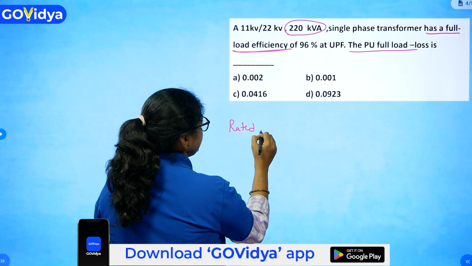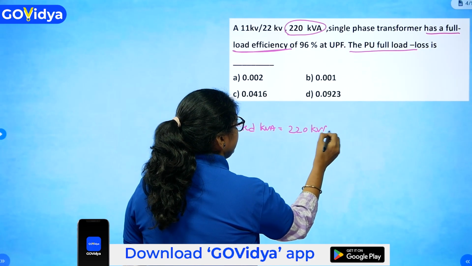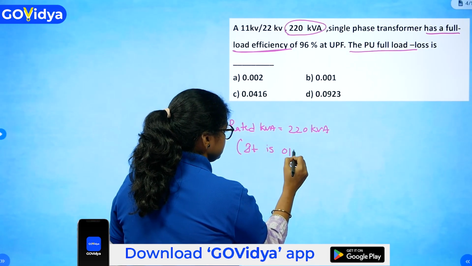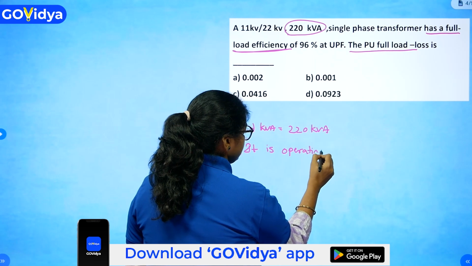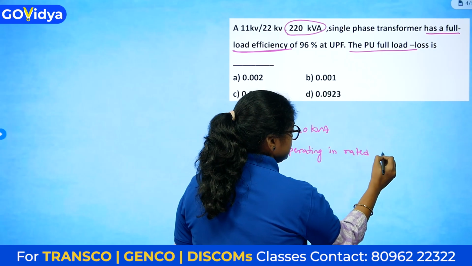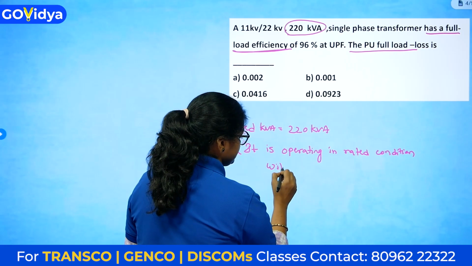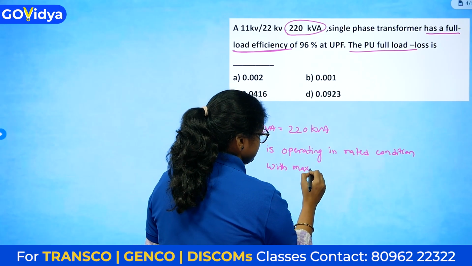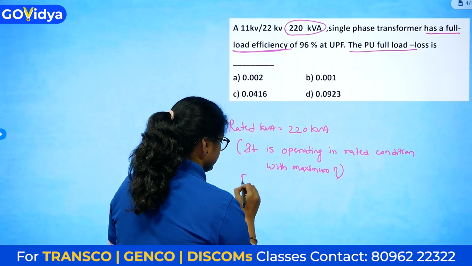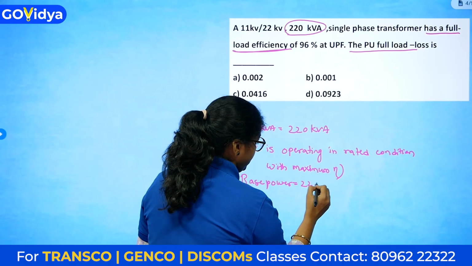In the problem they have given the rated kVA as 220 kVA, but it is operating in rated condition with full load or maximum efficiency. Then I can take the base power as 220 kilowatts.